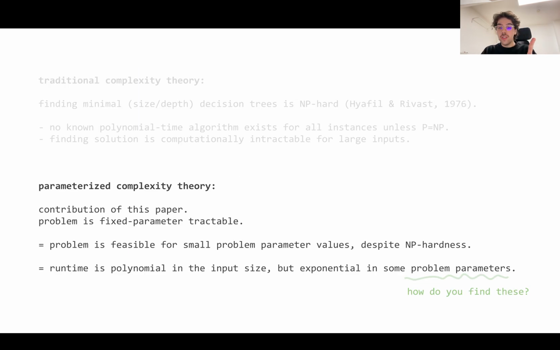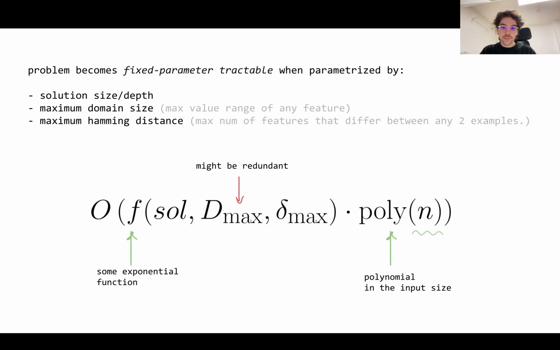So in a moment, we'll get to how you find these parameters. But the three parameters that the authors introduce, one of which might even be redundant, are the solution size and depth, the maximum domain size, so how many values you can assign at max to any of the features, and the number of features that any two examples assign different values to, which is the Hamming distance. These affect the runtime based on some exponential function, while the runtime stays polynomial in the input size.